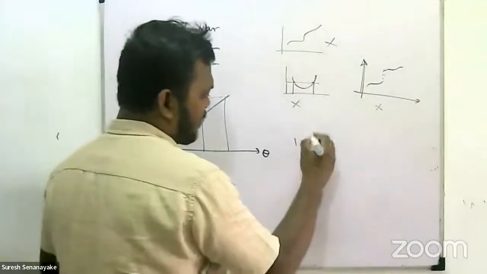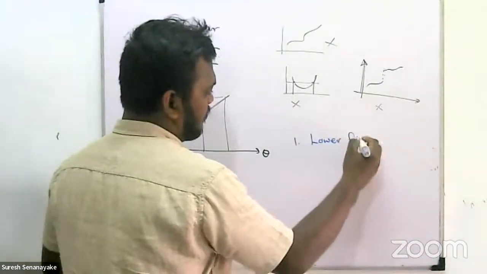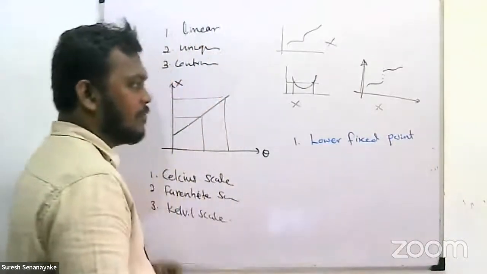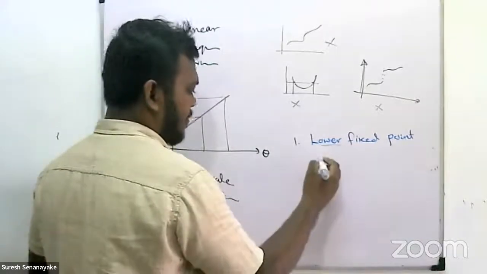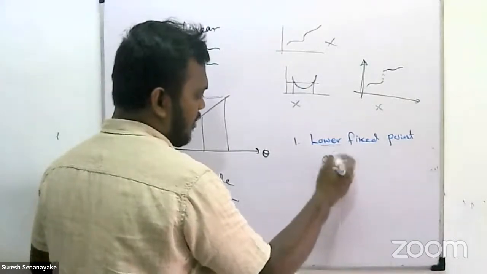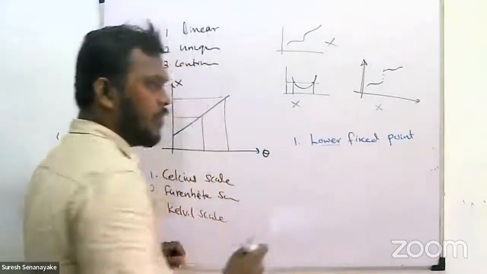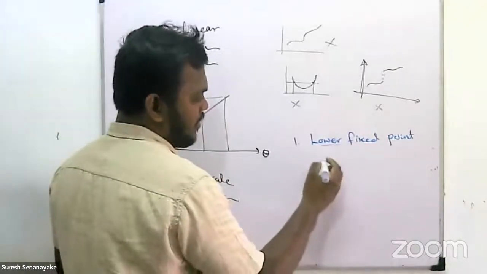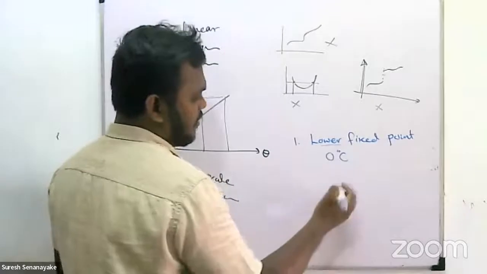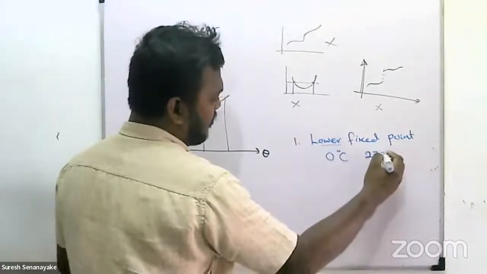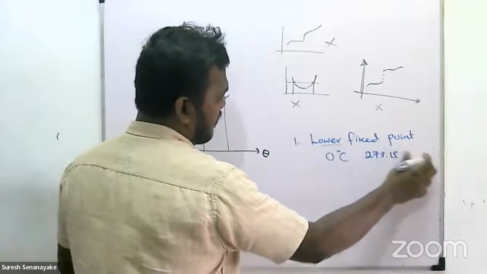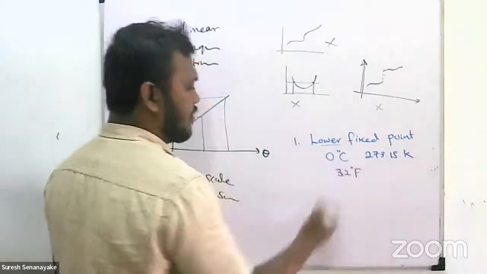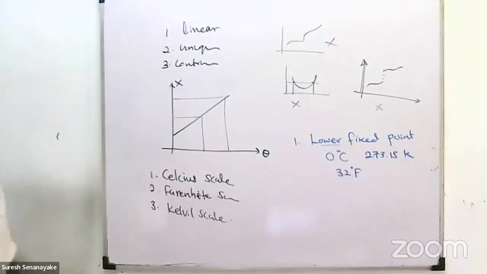One is called the lower fixed point. We call it the ice number or ice value. The lower fixed point is actually the temperature at which the melting ice and the pure water are in equilibrium. Right? Melting ice and pure water. So it is 0 Celsius. In Celsius it is 0 Celsius, in Kelvin we can read this as 273.15 Kelvin, and in Fahrenheit it is 32 Fahrenheit degrees. So this is the lower fixed point we consider.